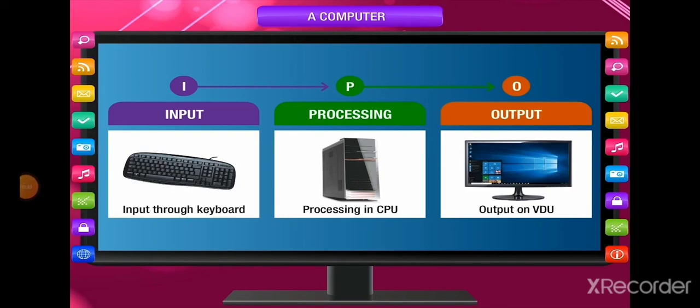In the input, you enter some data to the computer, and what the CPU does, it does processing on it, and then it shows you the output on the monitor. Even if you are typing your name from the keyboard, it first goes to the CPU to be processed. Okay, then it shows you the output on the monitor. So this cycle we call the input, process, output cycle. That is called the IPO cycle. And in this way, the computer works.